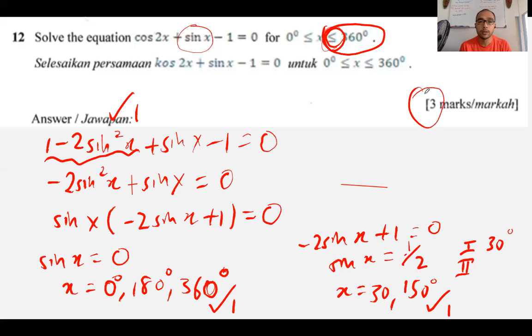But as I said, the basic first step is usually we make everything the same trigonometric function. If all cos, all cos. If all sin, all sin. There must not be cos and sin mixed.